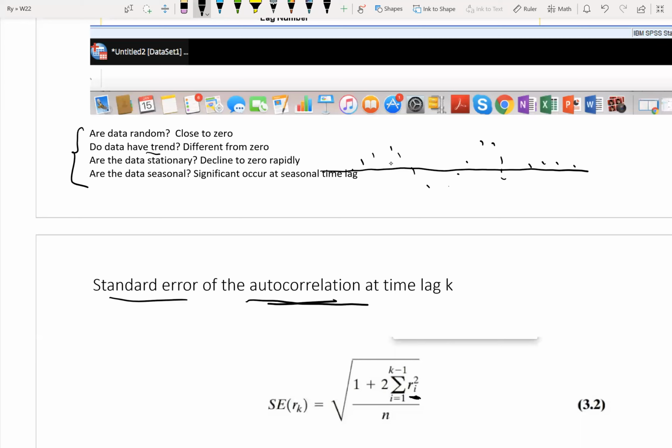How do we know data has a trend? If those autocorrelations are different from zero, they have a trend. And how do we know data is seasonal? If those autocorrelations occur at the seasonal time lag, sometimes it is 4, sometimes it's 12. If it is monthly data, it is 12. If it is quarterly data, it is 4. Okay. So that is that question.